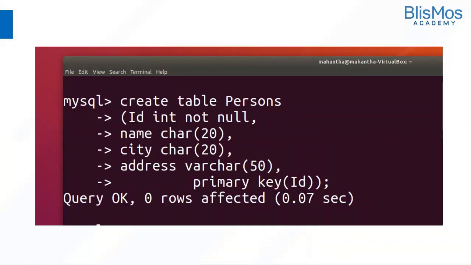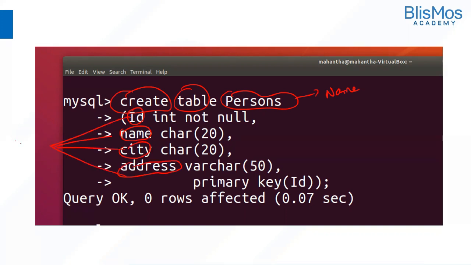As a part of this video, we'll look into data types in SQL. If you recollect, as a part of one of the previous videos, we did create a table. How did we create a table? Very simple. We said create table and we provided the name of the table and then we specified ID, name, city, address. What are these? These are the column names. Along with this, if you see, we have specified something called int, char, varchar. What are these? These are data types.